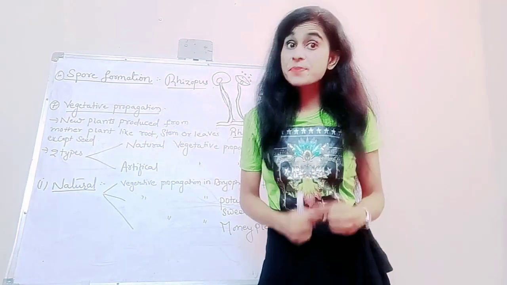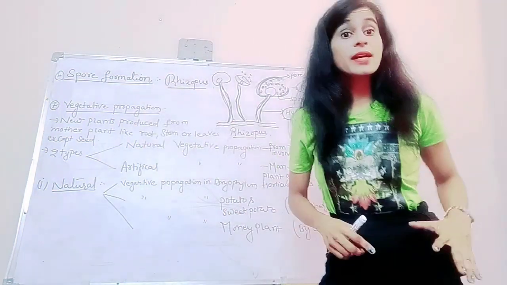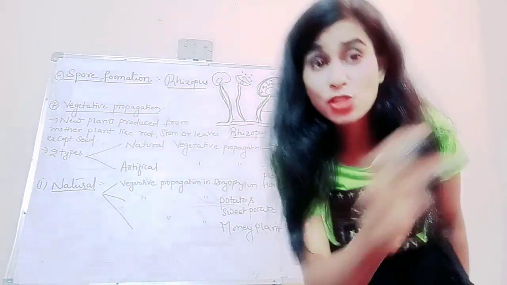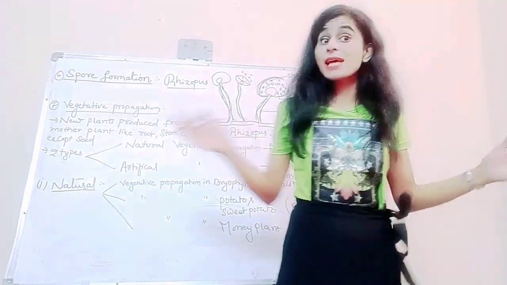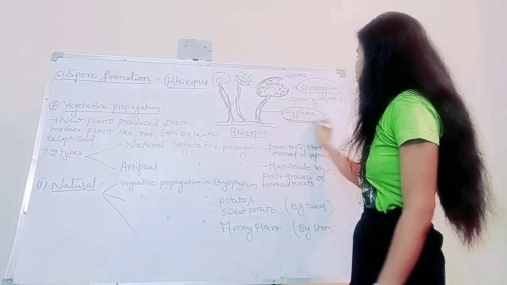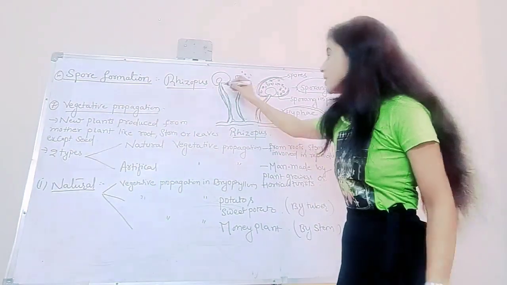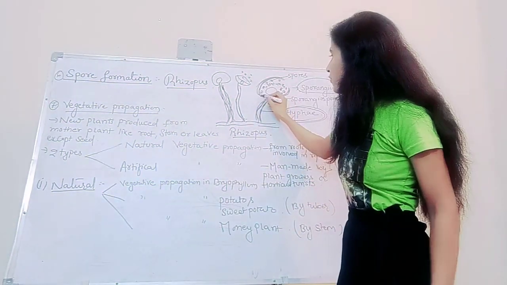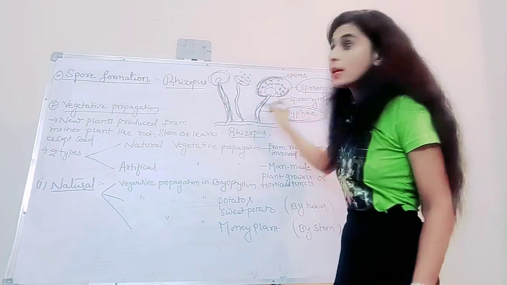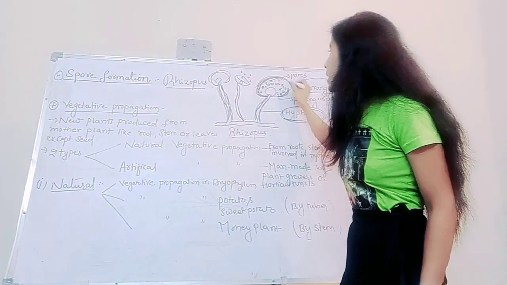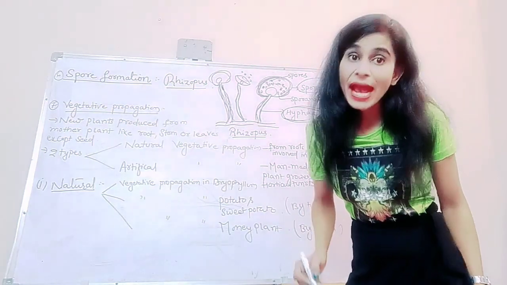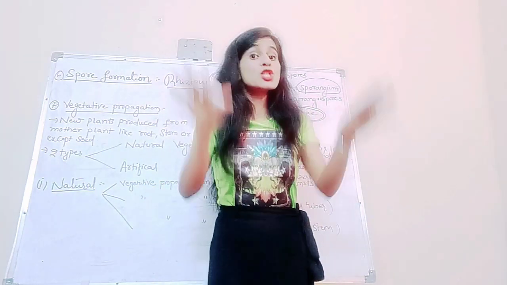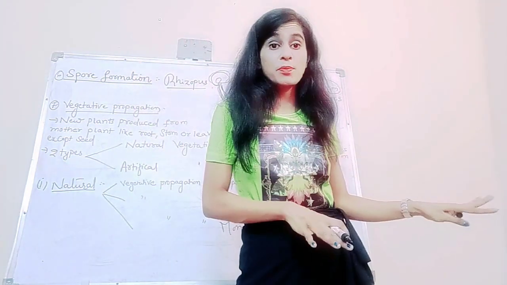And when we observe this rhizopus fungus under a microscope, we can observe a long stalk-like structure. What is that stalk-like structure called, guys? Just now I told you, it's hyphae. So this long stalk-like structure is called hyphae. At the top of the hyphae, you can see a bulb-like structure. Can you see it, guys? This bulb-like structure is called sporangium, and inside that sporangium, spores are present. And those spores participate in asexual reproduction.